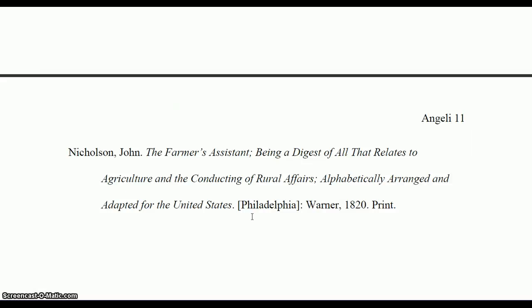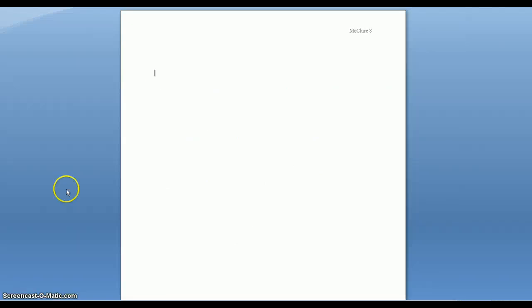Just continue on. You don't need to put Works Cited at the top again. You'll just push enter, your header will continue, and you'll list them. Make sure you keep in mind last name, comma, first name, period. Title is italicized, period. Then you will put information about the publisher, the date, and let me know if it's a print or a web.